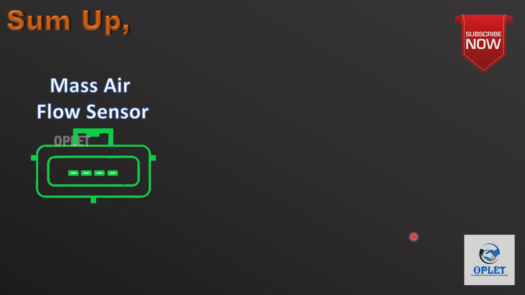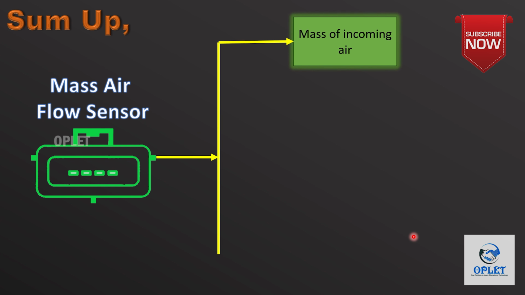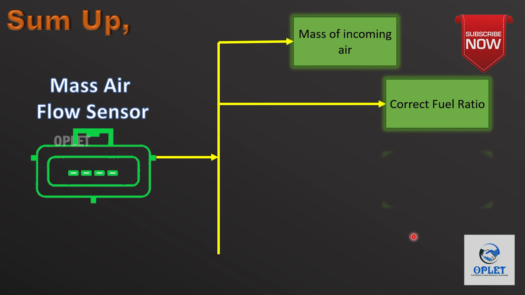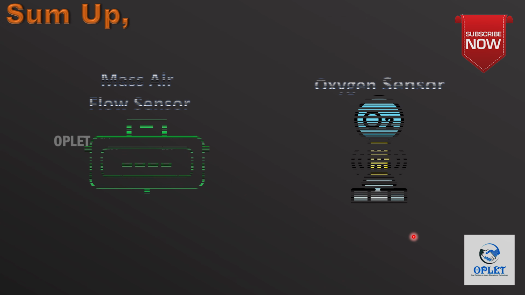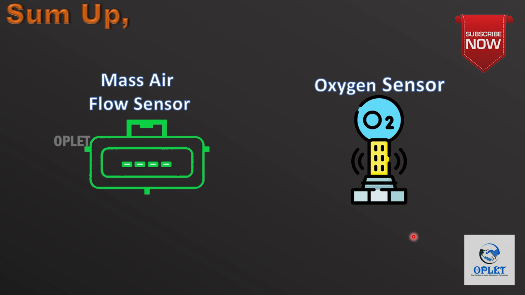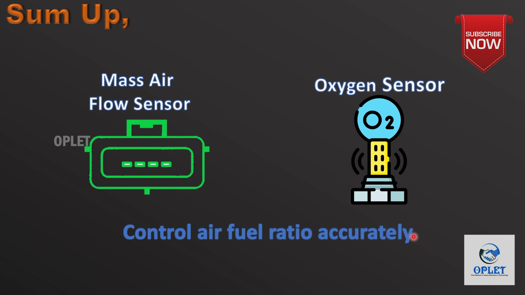So to sum up, the mass airflow sensor measures the mass of incoming air, which is essential for proper engine operation. It helps the ECU to maintain the correct air-fuel ratio, optimize engine performance and reduce emissions. Mass airflow sensors and oxygen sensors are used together to control the air-fuel ratio accurately in the engine.